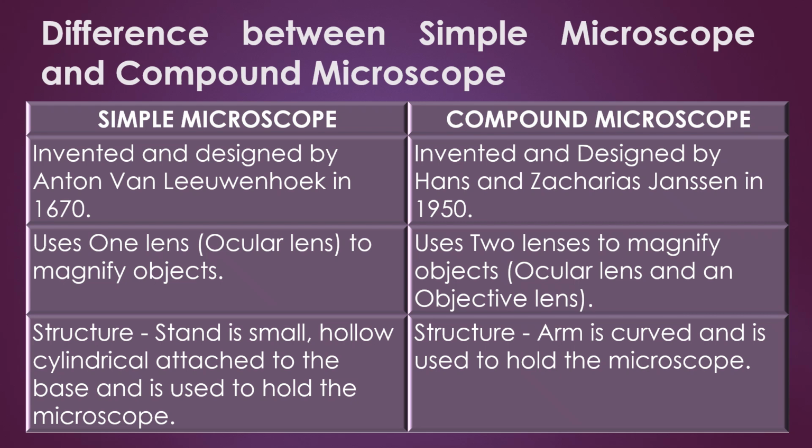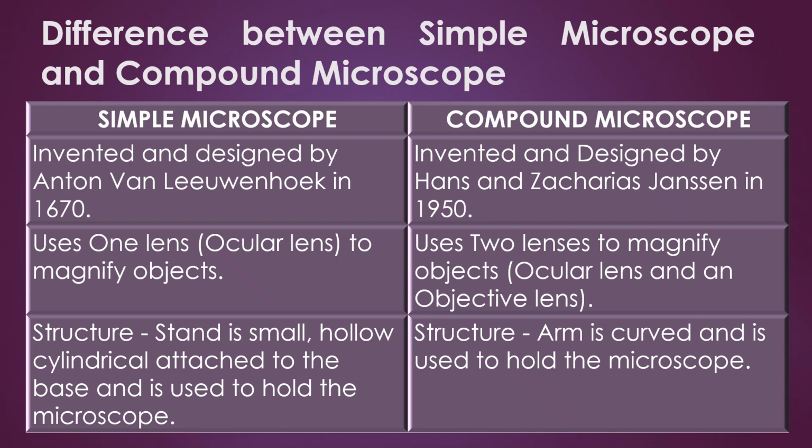In the simple microscope, only one type of lens is present, that is the ocular lens, to magnify the objects. But in a compound microscope, two types of lenses are present to magnify the materials. They are the ocular lens or eyepiece, and the objective lenses with different magnifications like 10x, 40x or 100x.